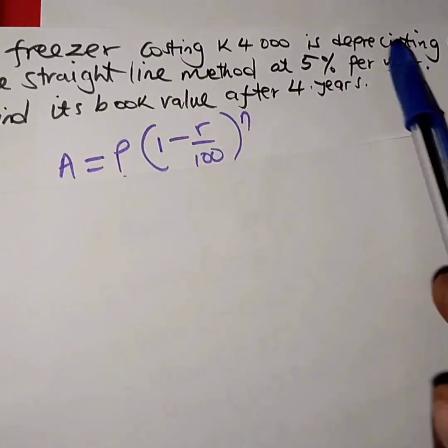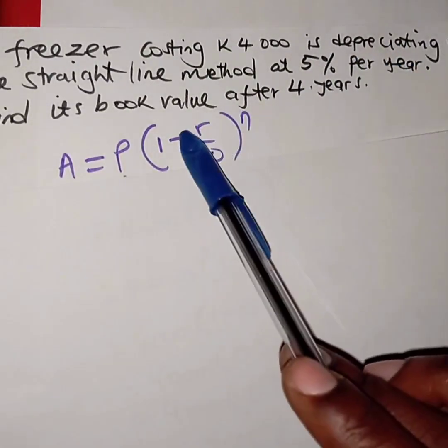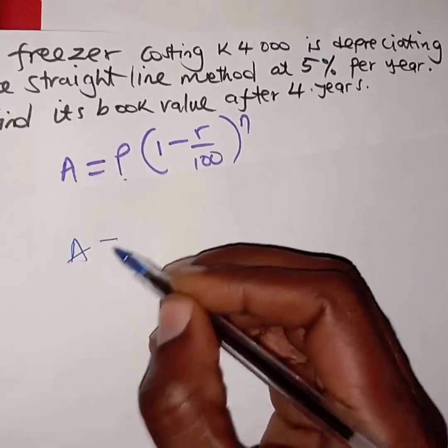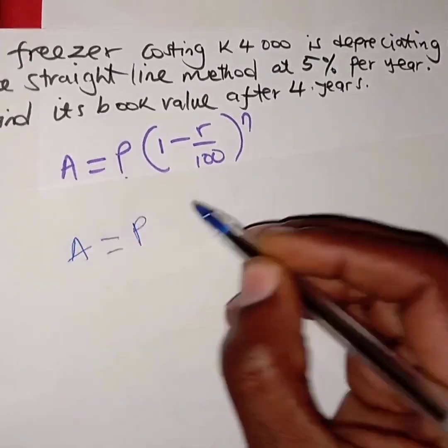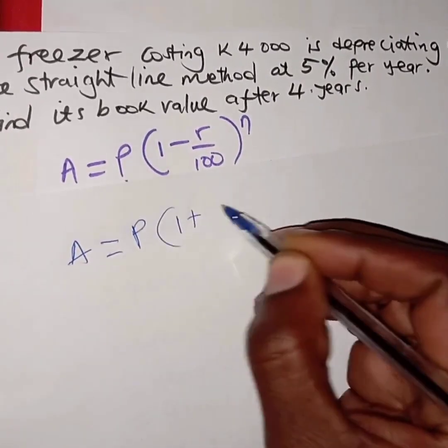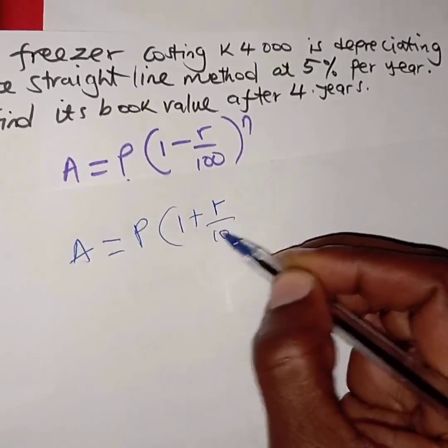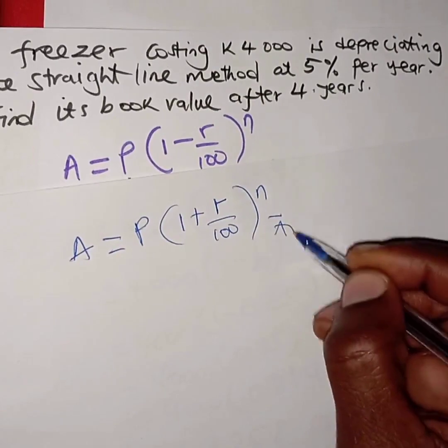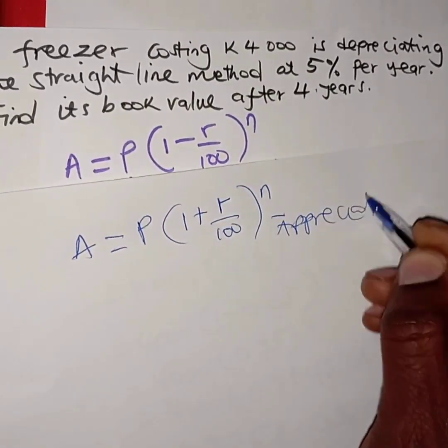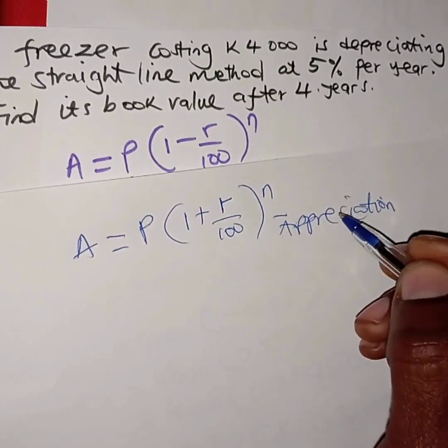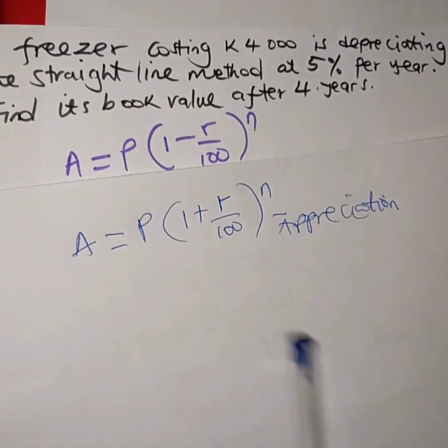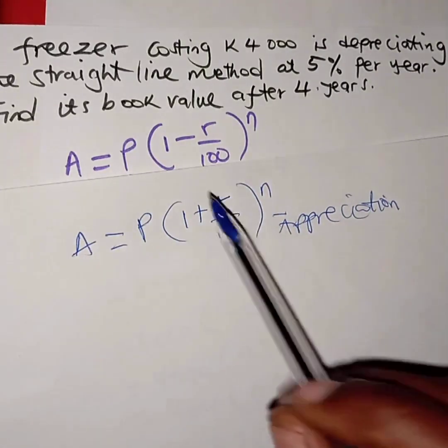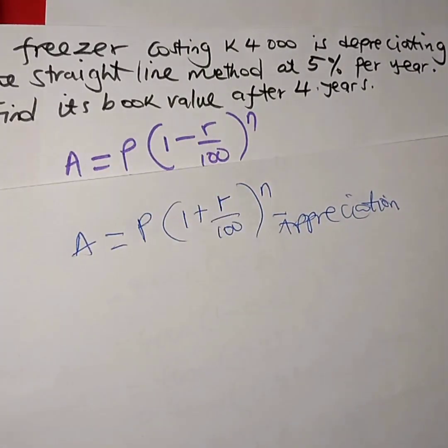Then if they were to mention appreciation here, you can just put plus here. So for appreciation, it will be amount is equal to principal times 1 plus the rate over 100 to the power n. So this one is for appreciation. When the product or asset is gaining value, it appreciates. So you put plus. Depreciating, it loses value. So losing, it means minus. So this is what you're supposed to do.